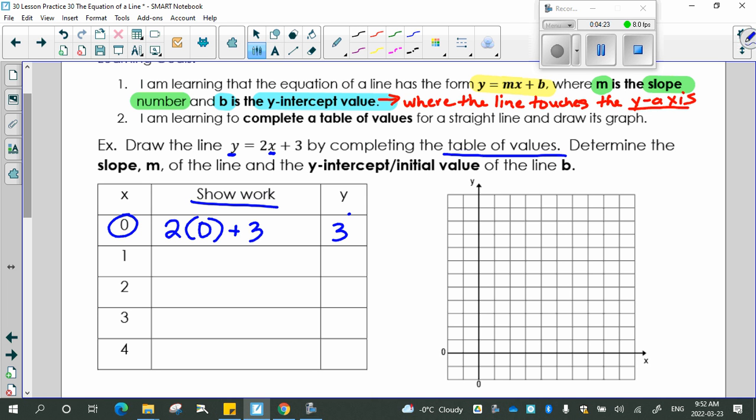Okay, well, you try it on your calculator. 2 times 0 plus 3. The more you do things that I ask you to do, the more you're going to learn. Okay?